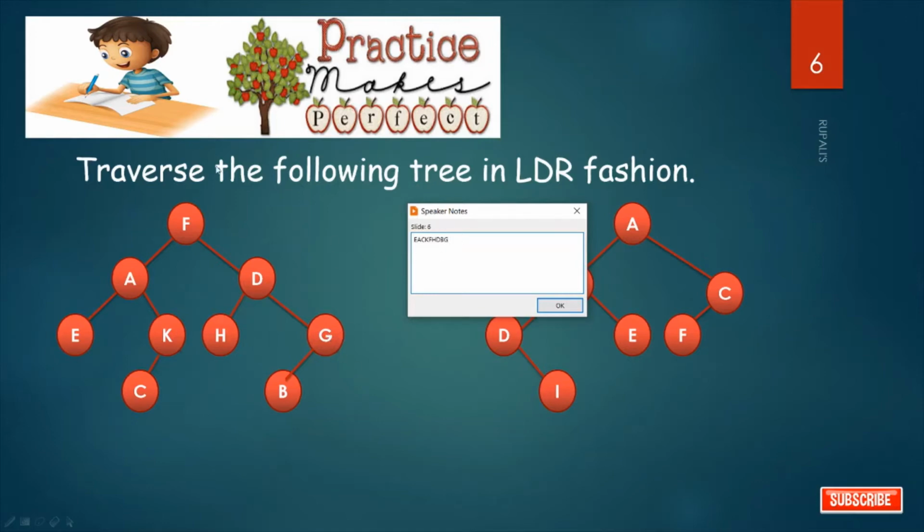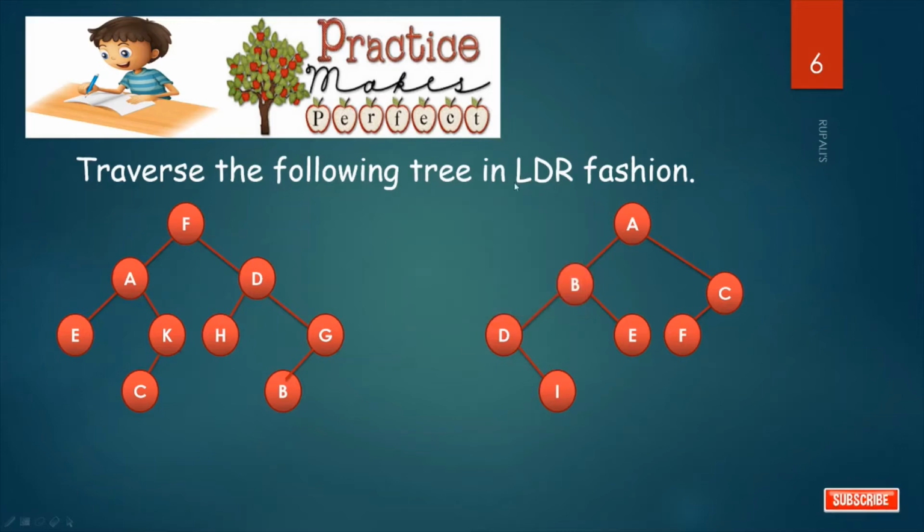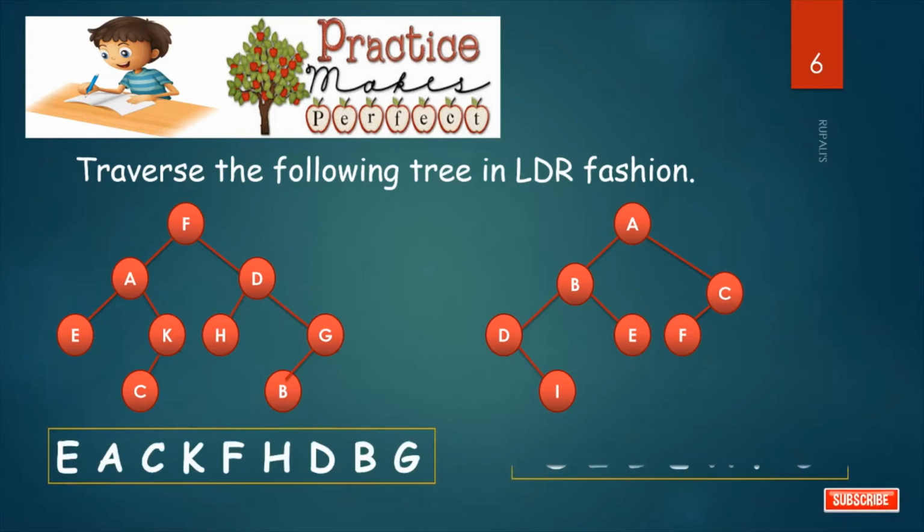So I think this tree is completed and the required traversal is E A C K F H D B G. So first you have to pause the video and try to solve by your own how to traverse the following tree in LDR fashion. Then see this result.